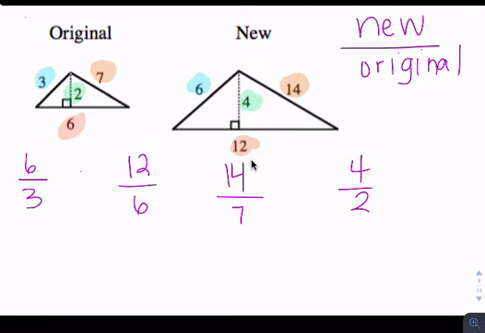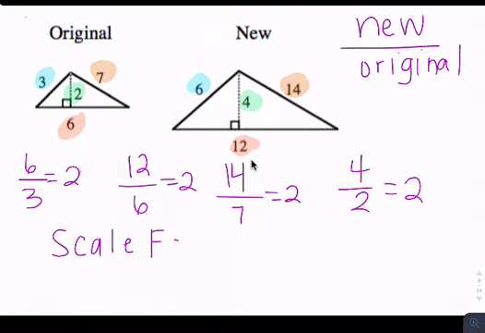Now if I simplify all of these, they're all equivalent to 2 over 1, or just 2. So my scale factor is 2, because when I take any of those side lengths on the original and multiply them by 2, I get the new side length. So 3 times 2 is 6, 6 times 2 is 12, 7 times 2 is 14, 2 times 2 is 4.